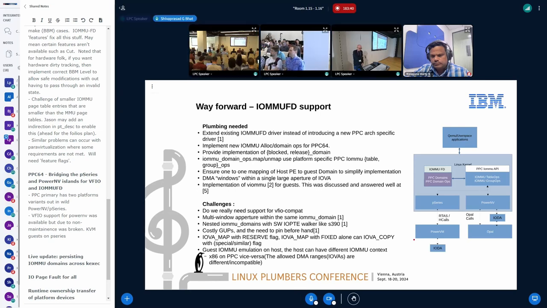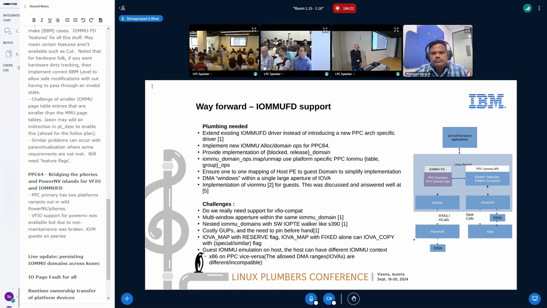Yes. We saw a detailed discussion in the mailing list during the IOMMUFD RFC, and we are going ahead with that proposal and the design proposals that were made between Jason and David Gibson. We are trying to implement what was already discussed. It would basically have two DMA windows within the single aperture, and then try to get the VFIO compat working for PPC.